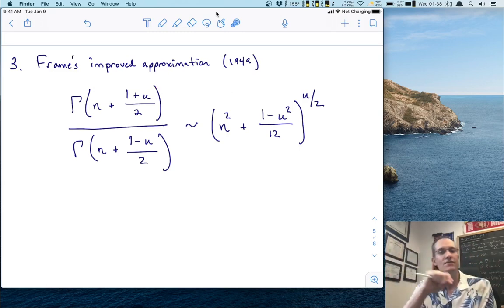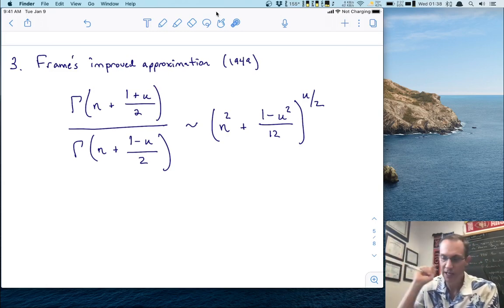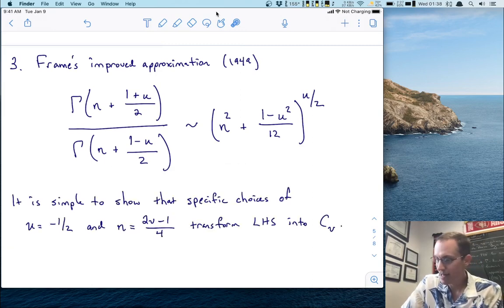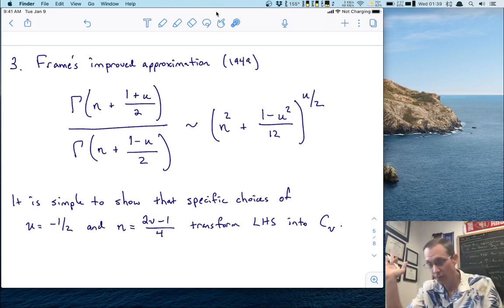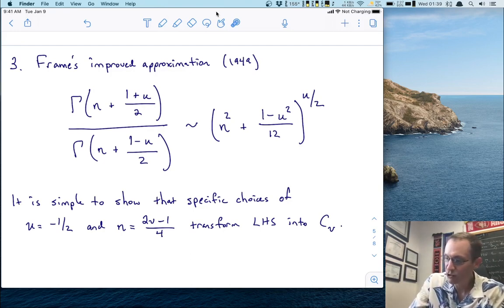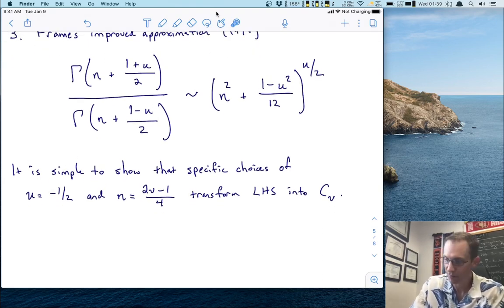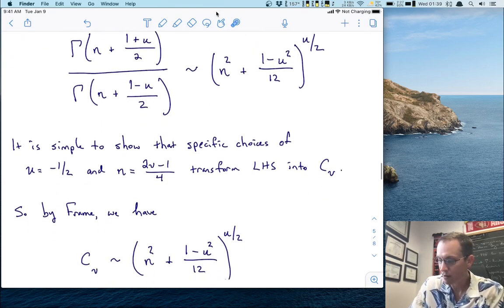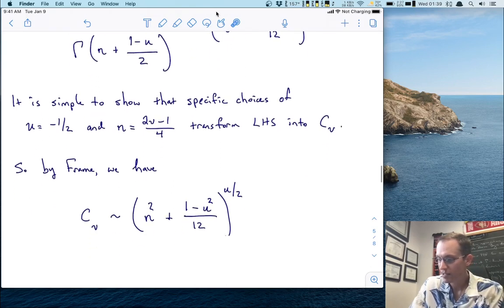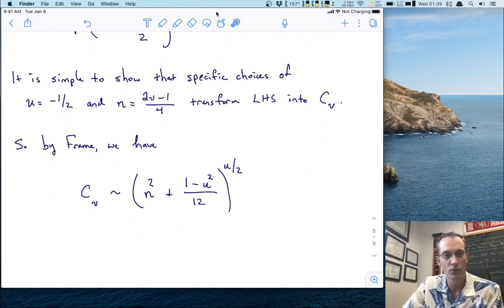Okay, so what does that have to do with our specific application here? Well, it turns out that it's simple to show that if you choose u equal to -1/2 and n equal to (2 nu minus 1) over 4, you can actually then transform this left-hand side into C nu, that quotient of gamma functions involved in our Bayes factor. And so if we work from there, we use this Frame approximation, C nu then is approximately equal to that little thing right there.